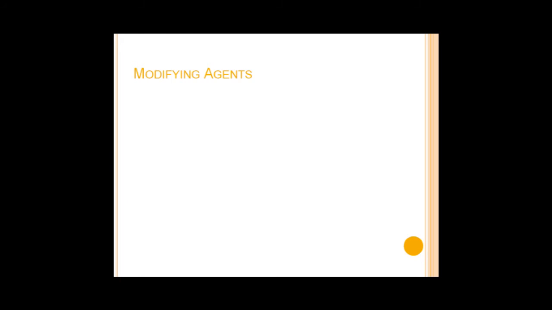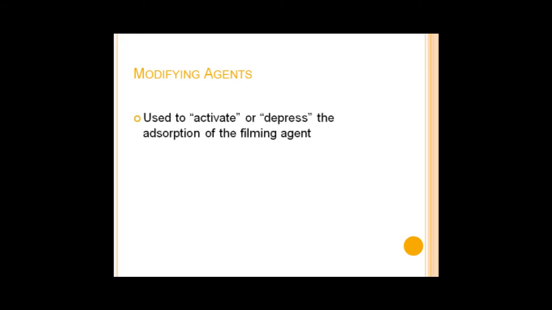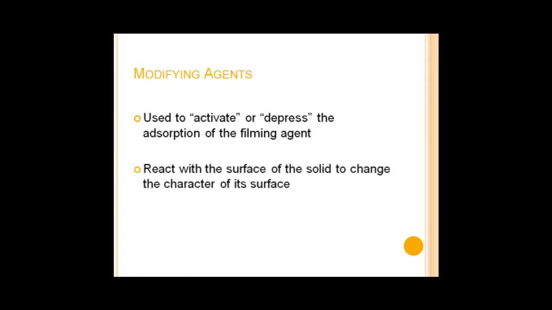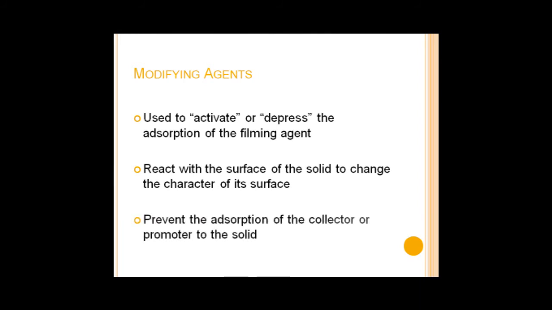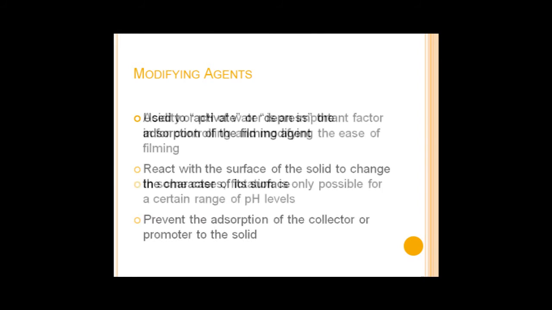And lastly, modifying agents. These are used to activate or depress the adsorption of the filming agent. Modifiers react with the surface of the solid to change the character of its surface, and they prevent the adsorption of the collector or promoter to the solid.